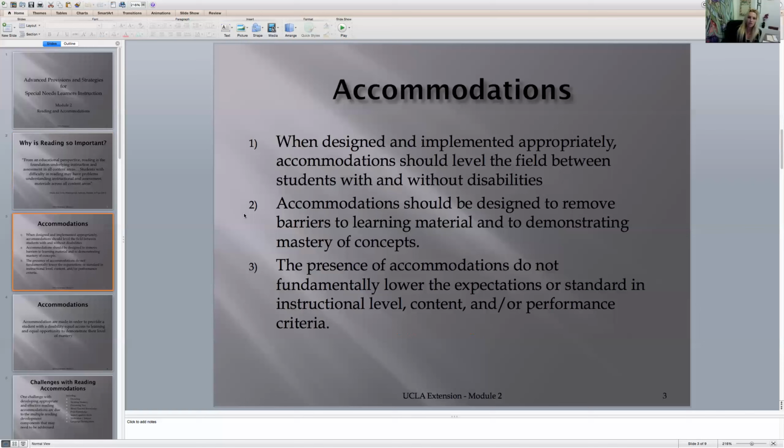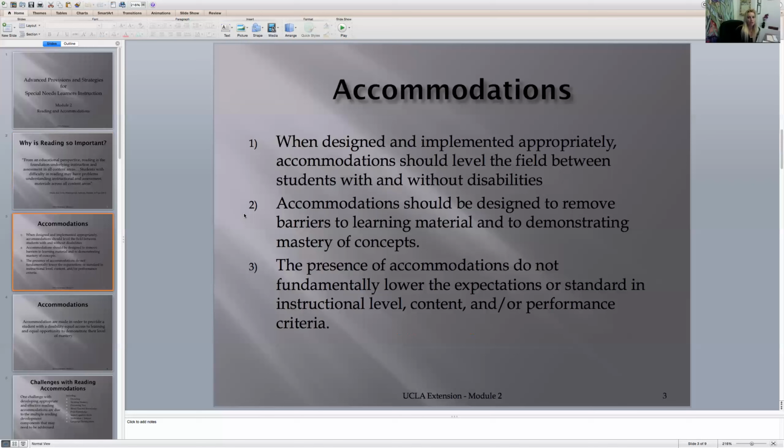When accommodations are designed and implemented appropriately, what happens is that we level the playing field between students that have an exceptionality and their non-disabled peers. A lot of times I may hear educators say, well, it's not exactly fair that one student receives this accommodation over another. What we have to do is realize that all of our students are unique, and we need to tailor instruction so that every student can access the content appropriately.